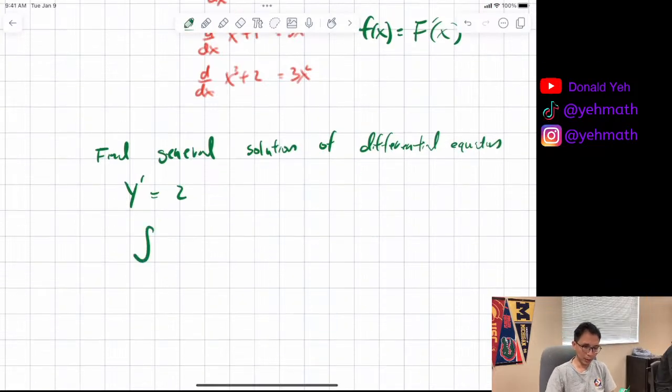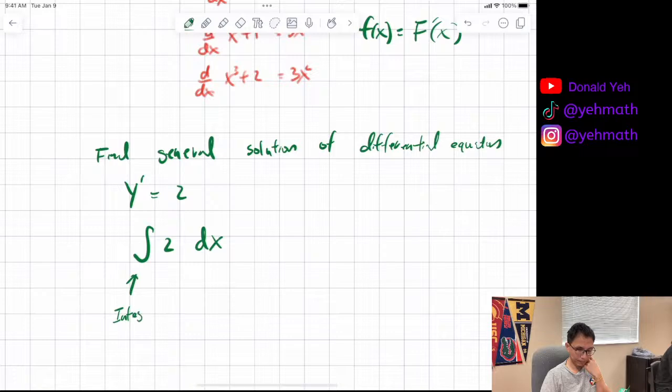Because if you integrate 2 dx, this is the first time you see this integration notation. This just means the integration. The integration of 2 dx is going to be 2x, because the derivative of 2x is 2. But don't forget a plus C, because C could be a vertical translation. If you take the derivative, the C is gone and you're still going to get 2.